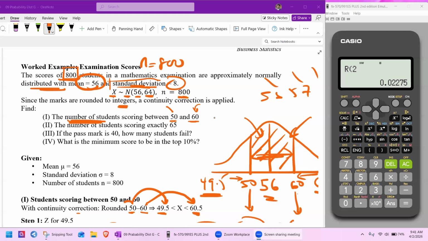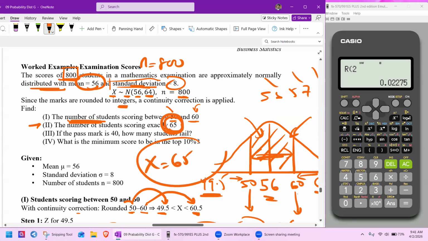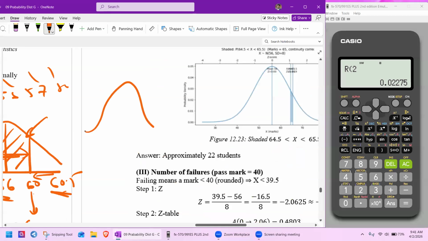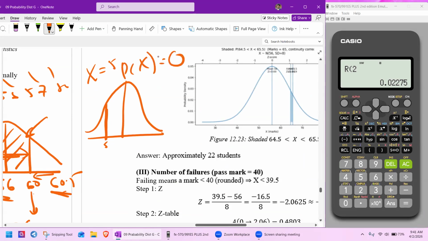Now we move to the second question. The number of students scoring exactly 65. Exactly, X equal 65. So remember, in the area under the curve, any value of x, say 5, so here x equals 5, for example. What is the probability of x? It is always 0. Remember, we have already discussed this thing.